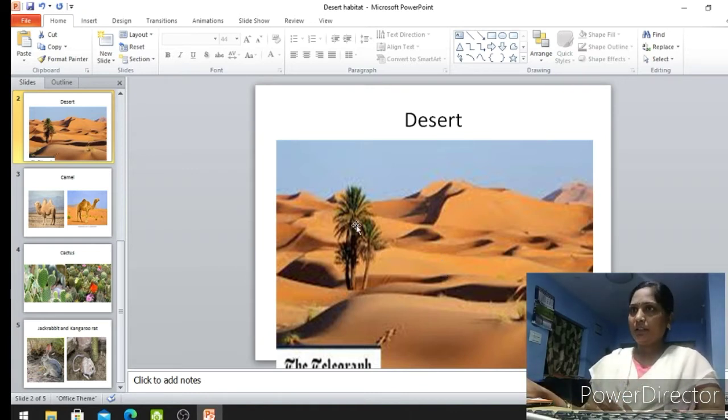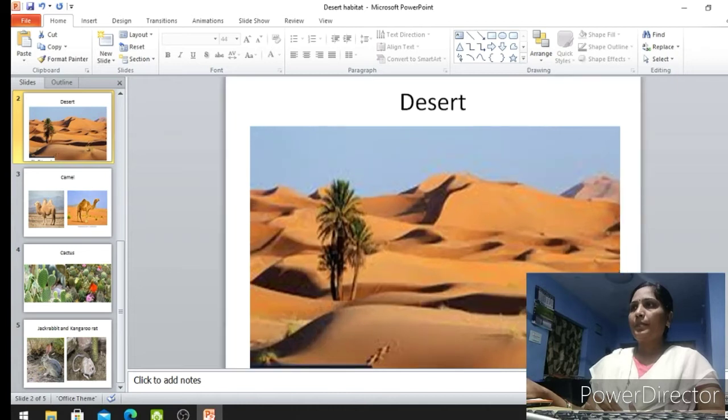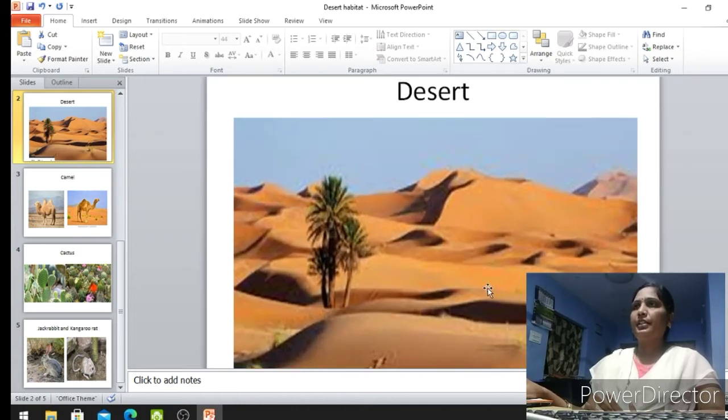In the desert habitat, when I ask you to draw a desert, immediately you'll remember the sand and a few plants like cactus, right? This picture gives you an idea of a desert. And an oasis, where the water can get stored, and very little rainfall and dry conditions can be seen in desert areas.